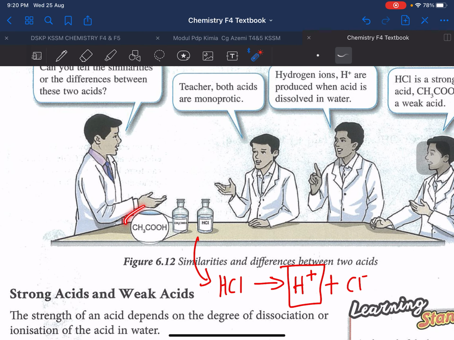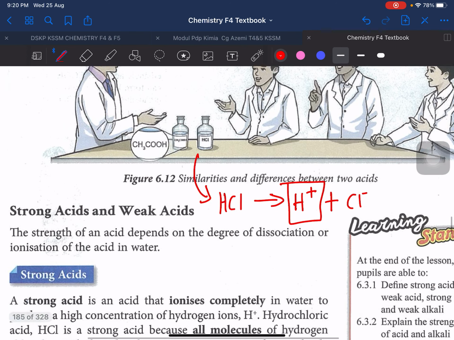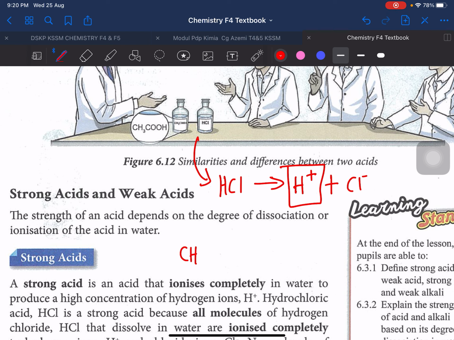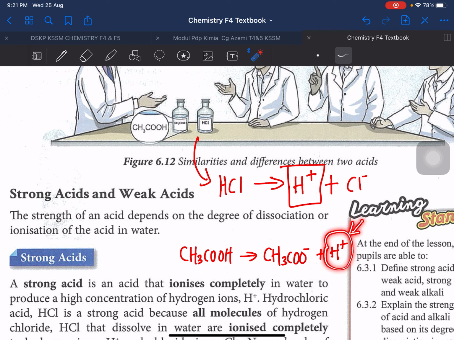Look at this CH3COOH. This is ethanoic acid. Okay, sama juga if we do the equation CH3COOH like this, you will have CH3COO minus ethanoate ion and also hydrogen ion. Jadi, based on this equation, you see that the hydrogen only satu saja. So, ada satu ion hydrogen, maka kita katakan asid ini adalah asid jenis monoprotic.